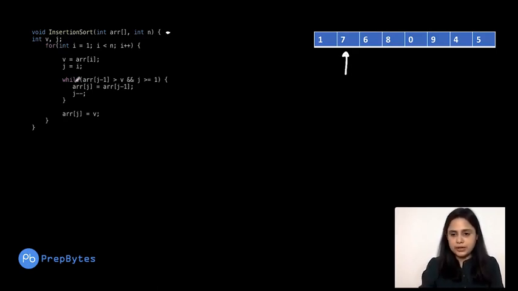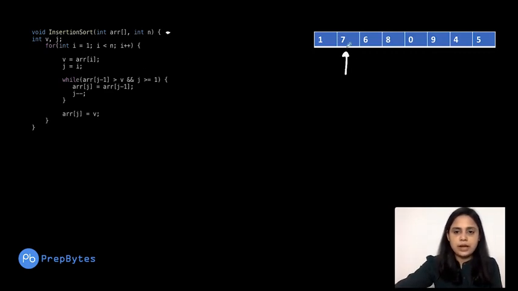So we kept on running and we kept on moving elements to the left unless we found an element which was smaller. As soon as I found an element which was smaller than the element I have to shift or adjust, I just stopped my loop, I broke my loop, and I just placed the element at the right place. So let's see what is happening here.